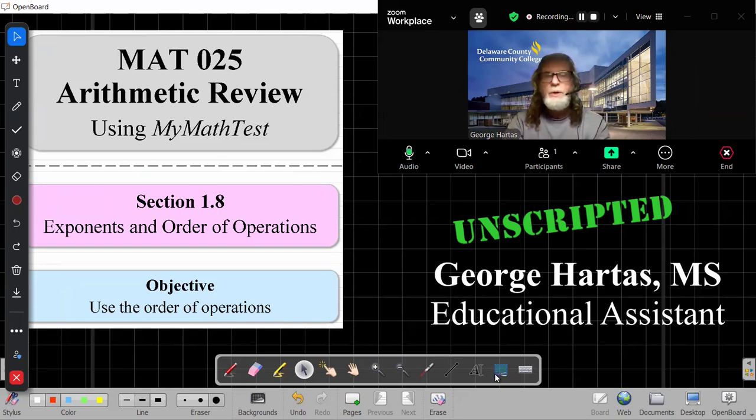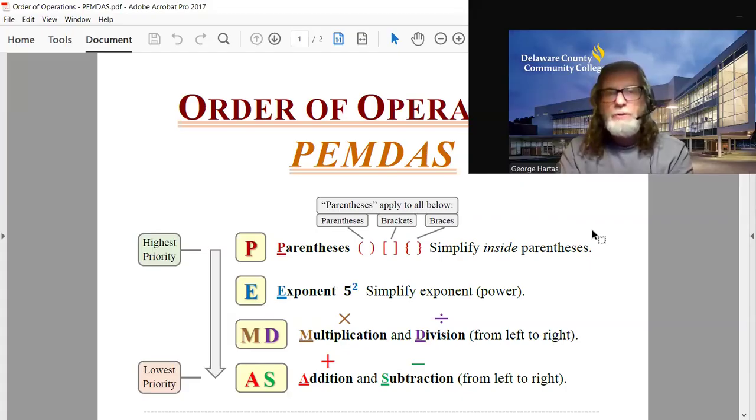Hello, in this video I will explain how to solve order of operation problems. Order of operations allows us to prioritize what we're going to do first. Are we going to add, subtract, multiply, divide? So there's an acronym called PEMDAS, and the P represents parentheses.